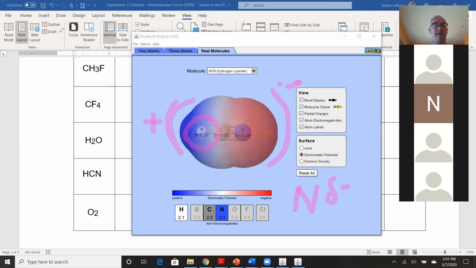Yeah, excellent. All right, so last one. Everyone got all the information they need? The dipoles, the electronegativities, the partial charges. Everyone got that? Okay, let's do the last one.